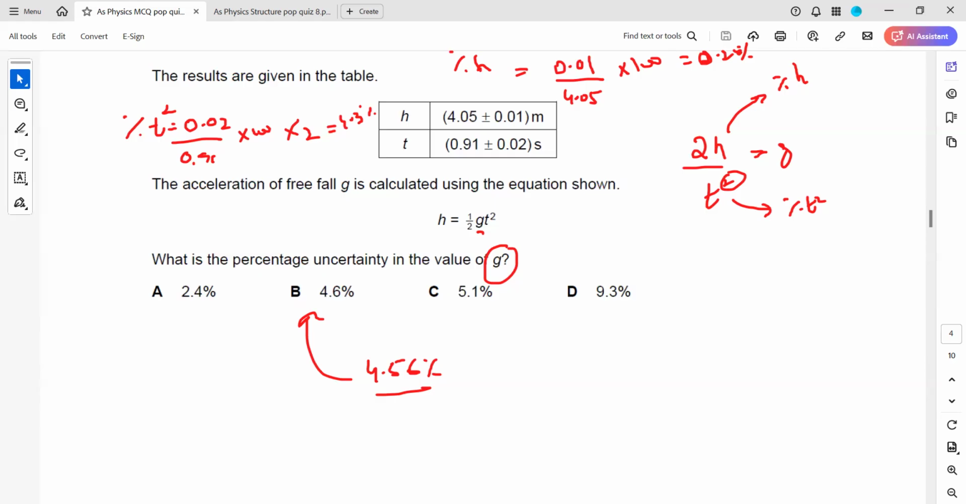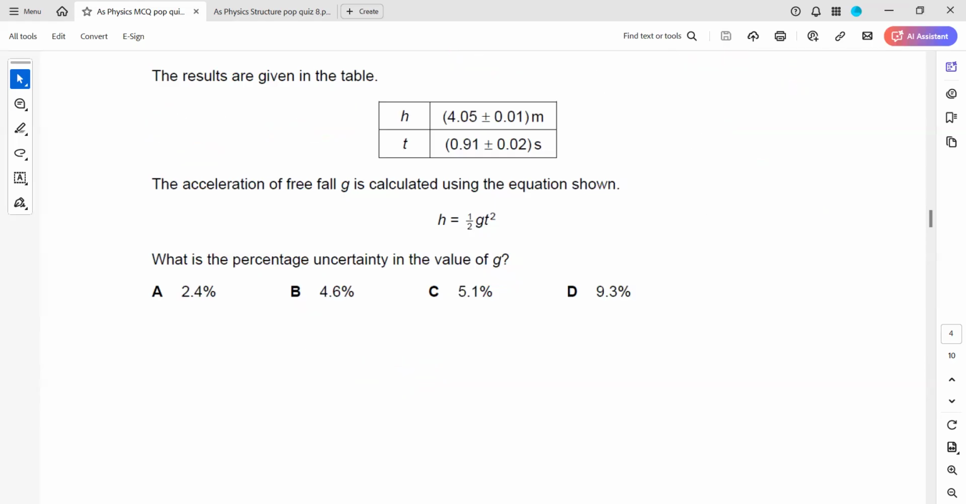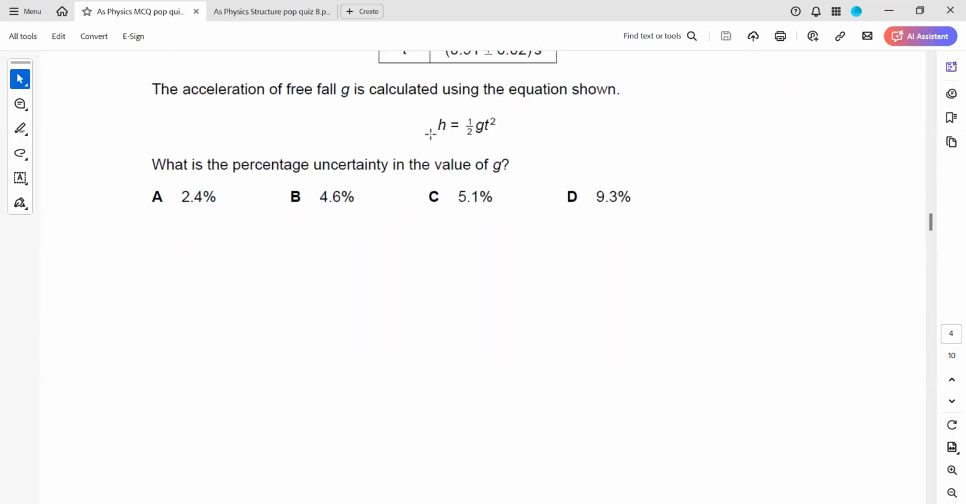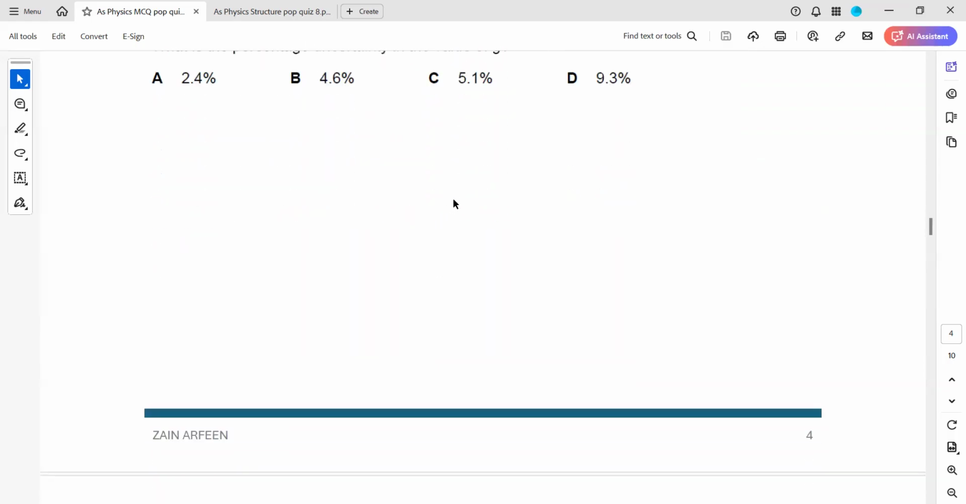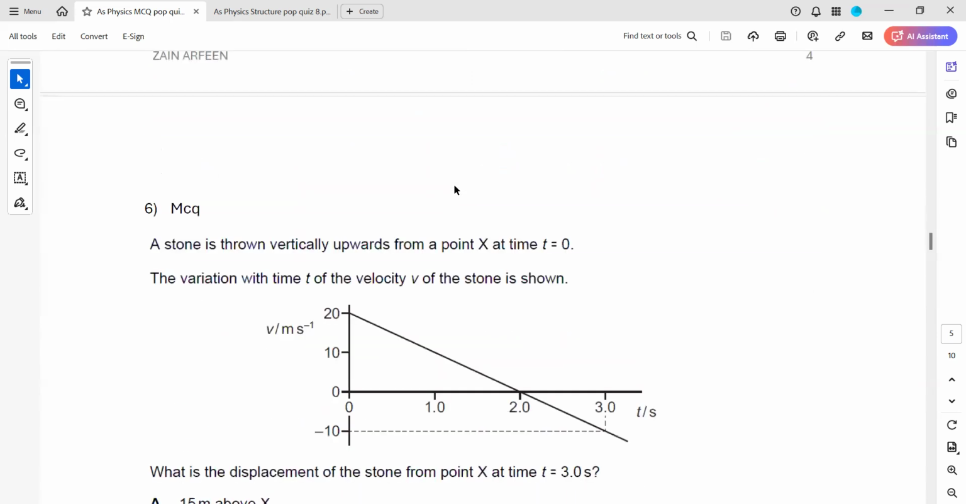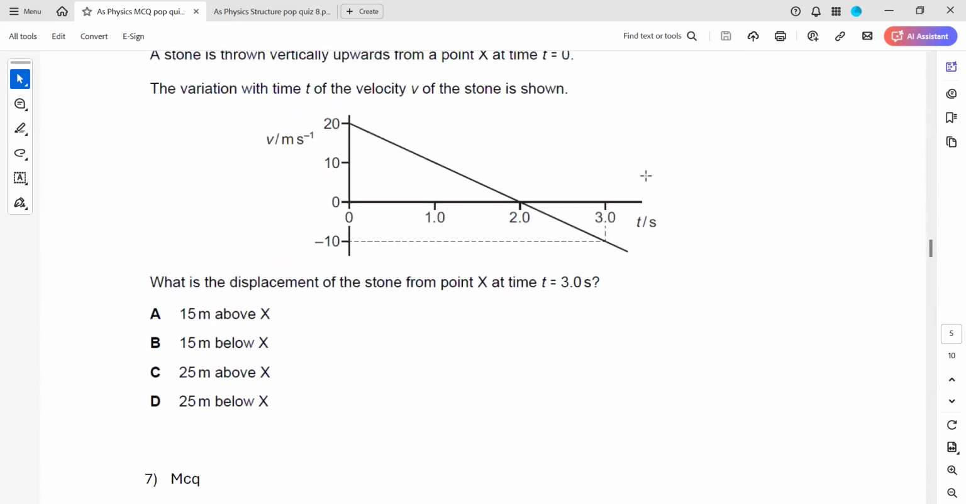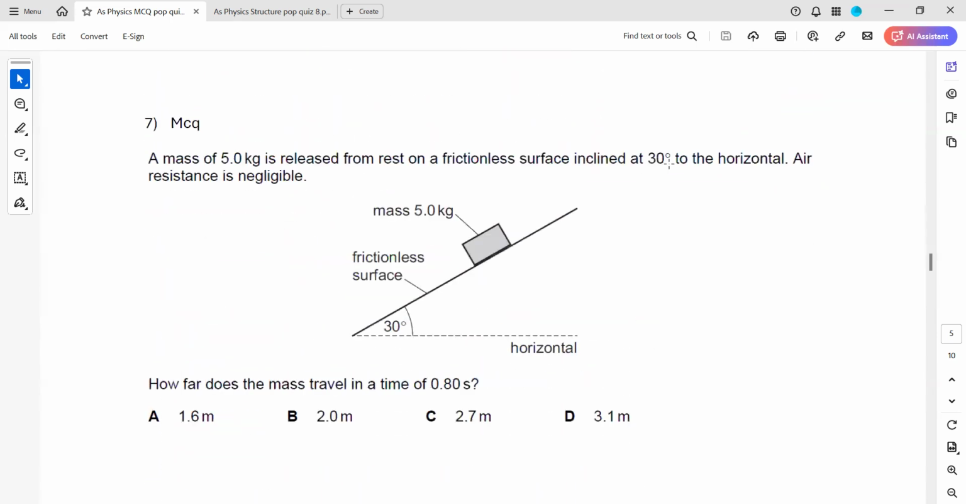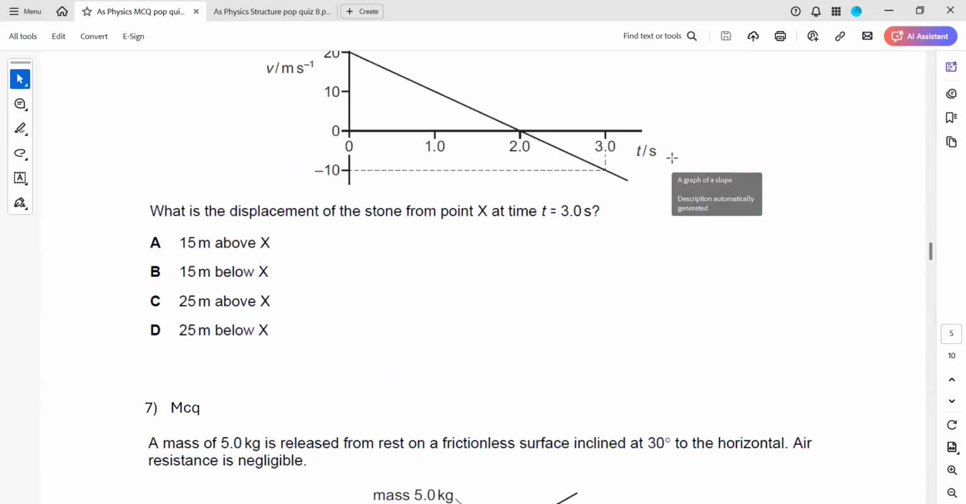If it's a cube, then we'll multiply the percentage uncertainty by 3. So individually, we'll work out the percentage uncertainty. If it's a square, we'll multiply by 2, cube will multiply by 3 and add the individual percentage uncertainties. Question 6 or 7, any doubt? Question 7? Okay.